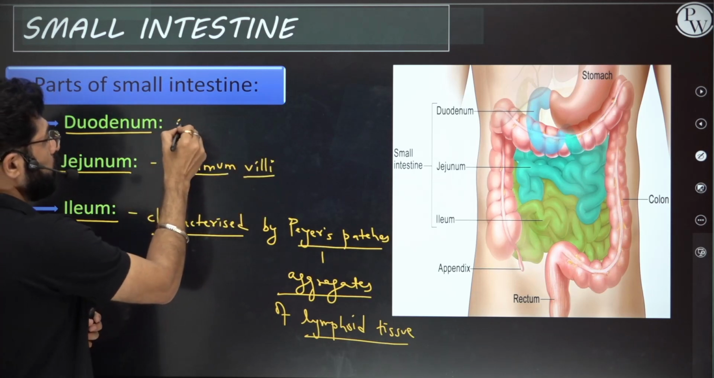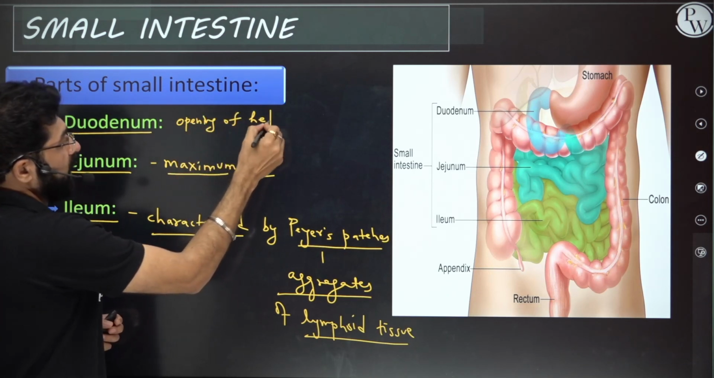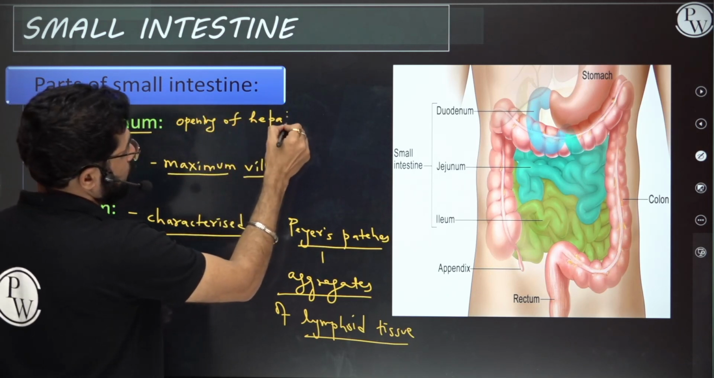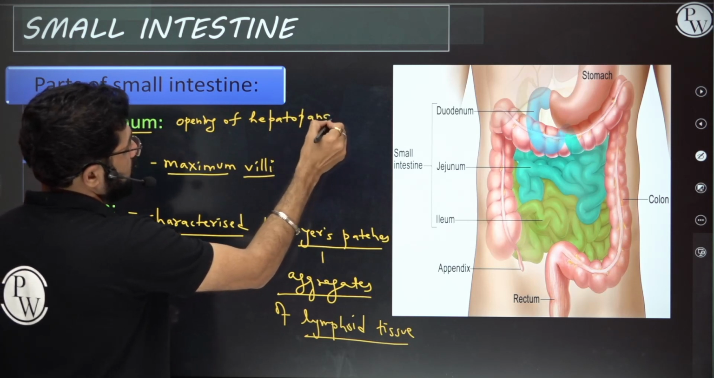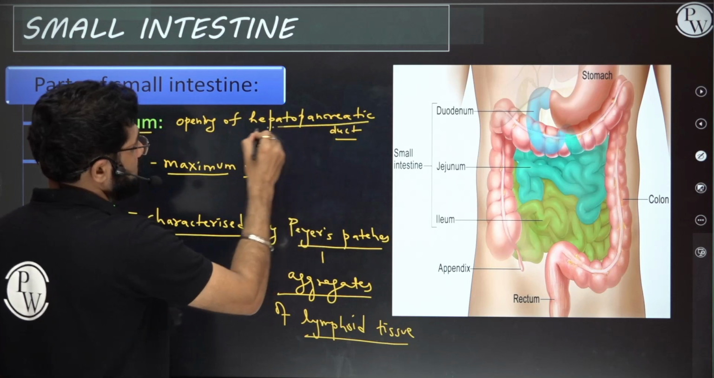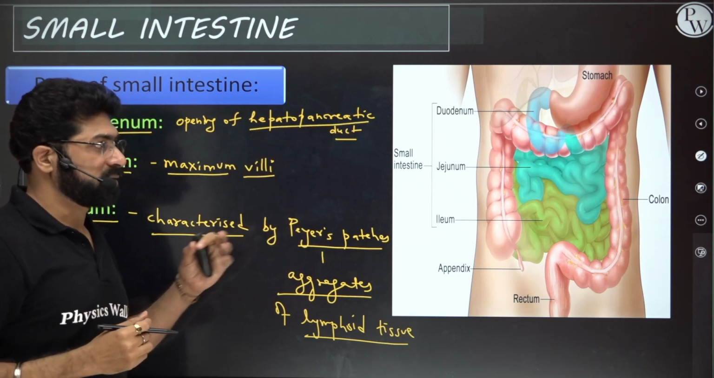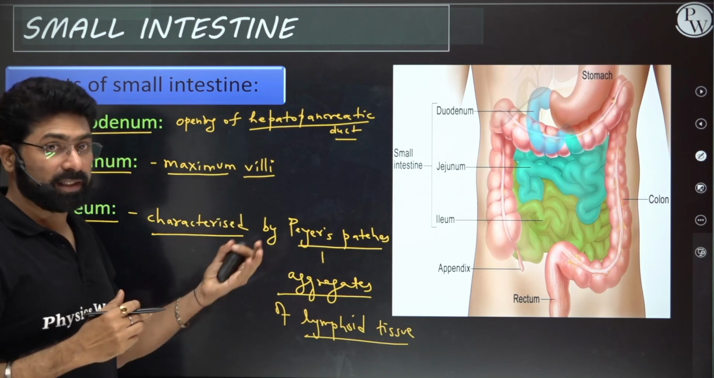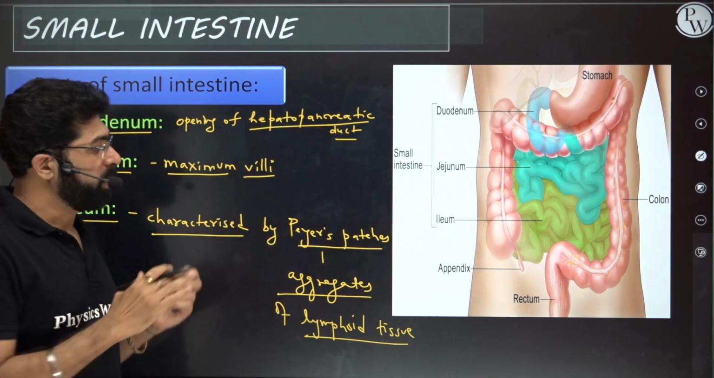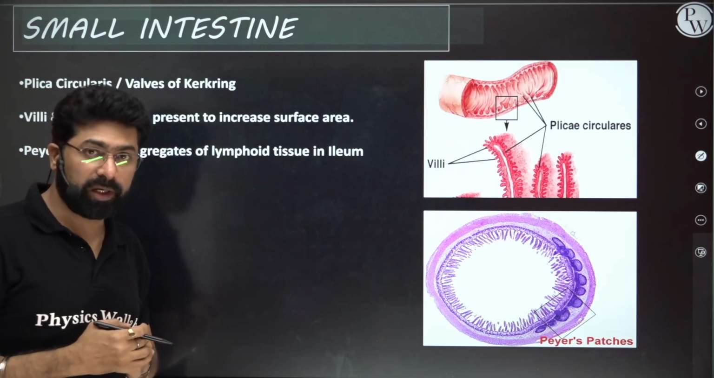And duodenum has the opening of the hepatopancreatic duct, which is governed by the sphincter of Oddi. Okay, so we'll talk about all these layers and parts in detail, don't worry. So let us continue further now with the characteristics of the small intestine.